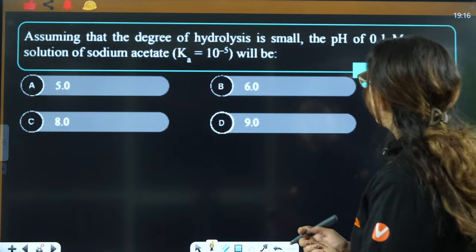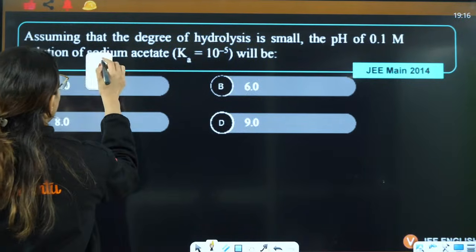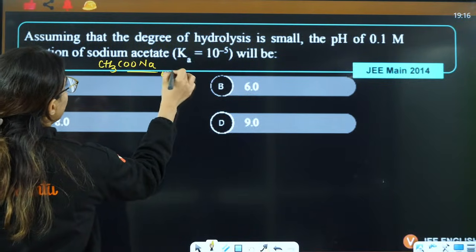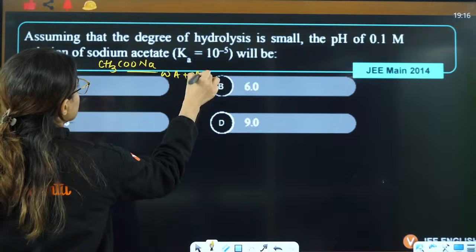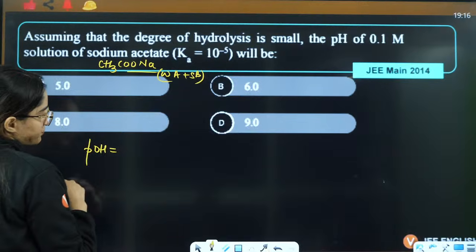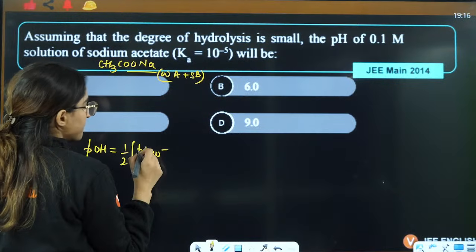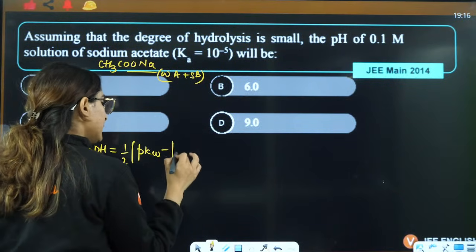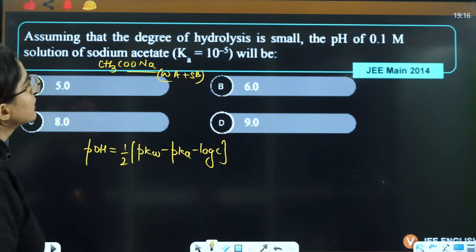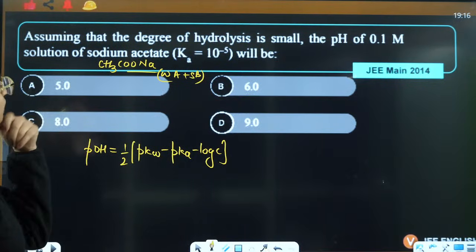And here you have sodium acetate. That means sodium acetate means you have CH3COONa. That means you have it with weak acid and strong base. So in this case, pOH is equal to half of pKw minus pKa minus log of C. Okay, concentration is given, Ka is given to you. Easily you can answer this.